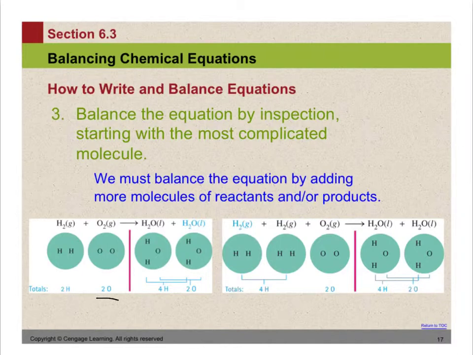So now we have two oxygen and two oxygen. But because we changed our water, we now changed our hydrogen count. So we need to go back and figure out how to change our hydrogen so that it matches. And we notice that we can have two molecules of hydrogen gas, H2, to equal our 4 hydrogen atoms, and we have 4 hydrogen atoms on the reactants.